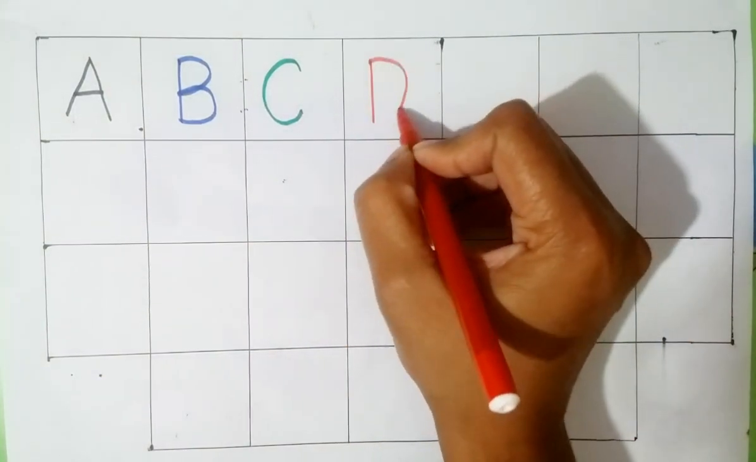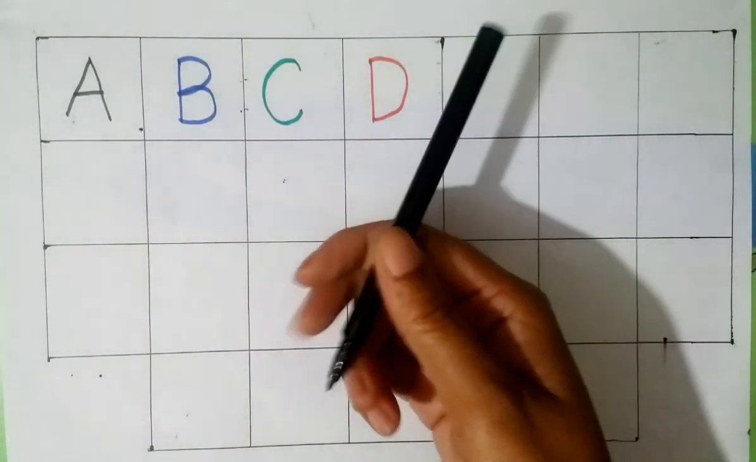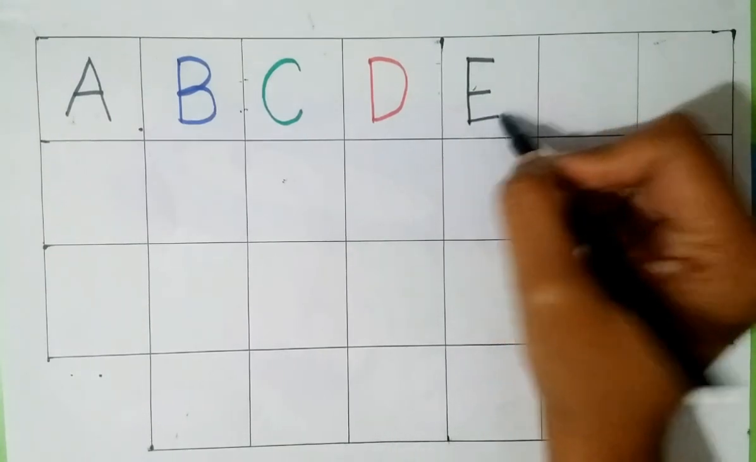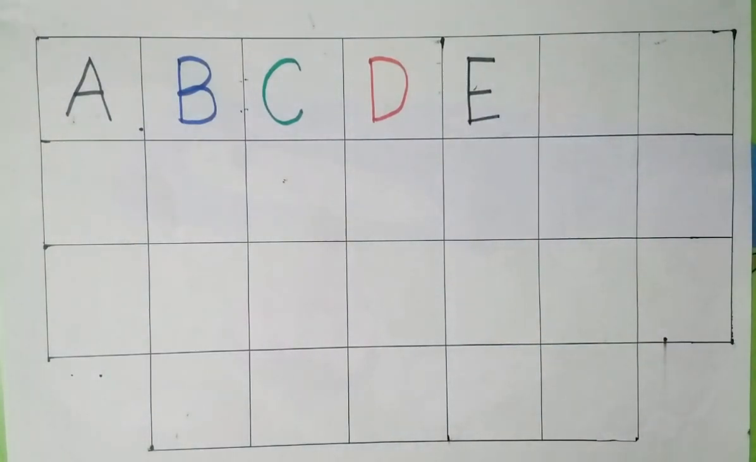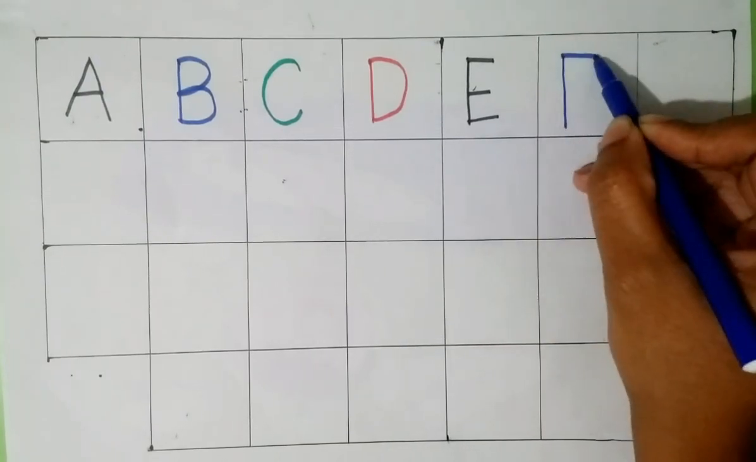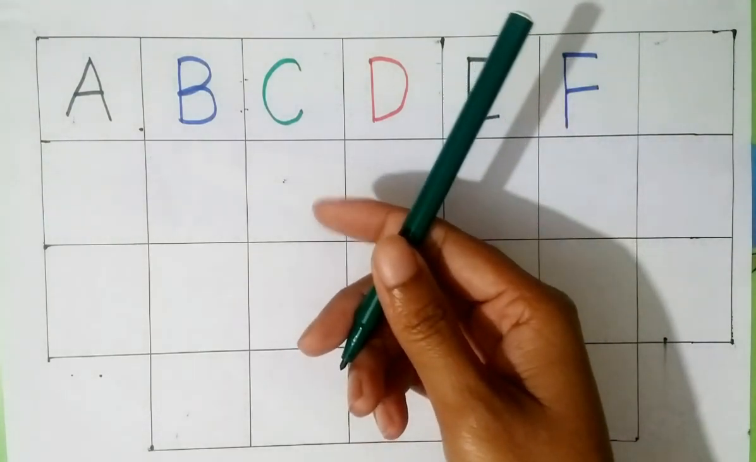D for dog. Black color. E for elephant. Blue color. F for fish. Green color.